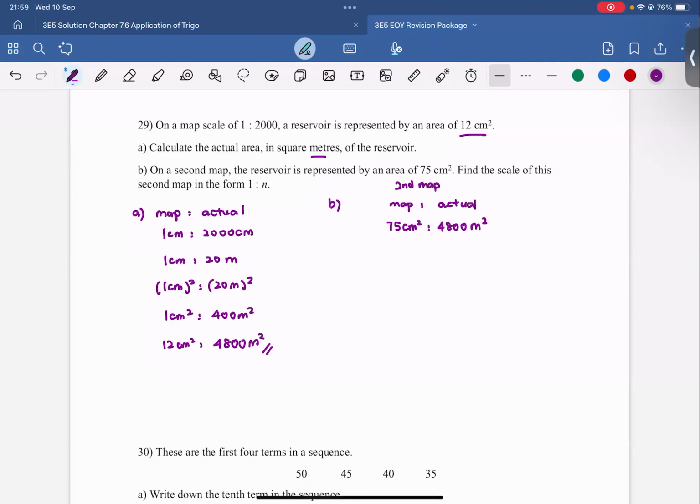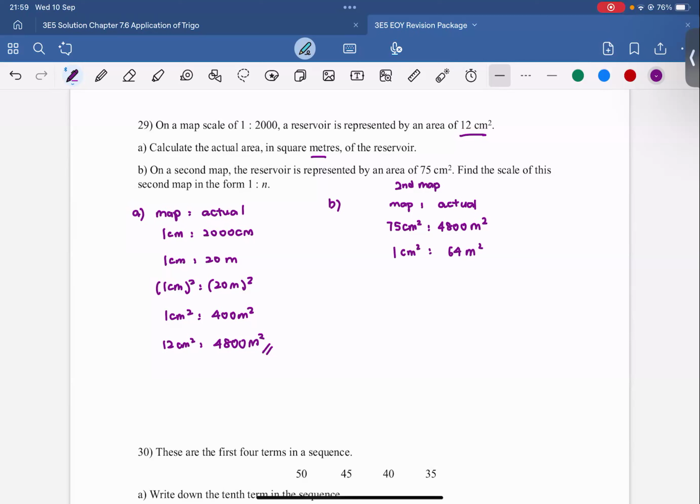Now we need to simplify this. Do not square root this straight away. You should be simplifying the fraction first. If you go and square root straight away, you get very ugly numbers. So divide by 75 on both sides. This will give me this. This will give me 64 meter square.